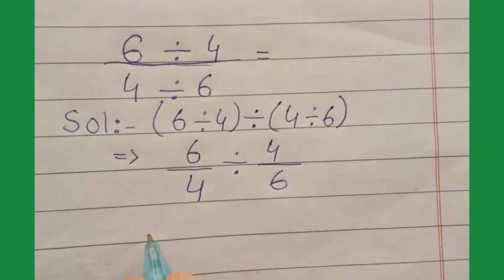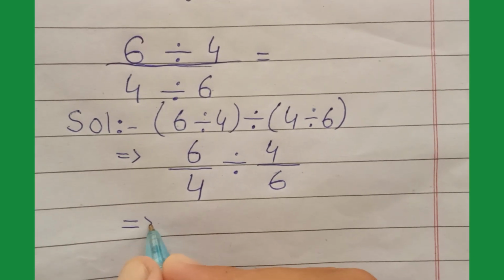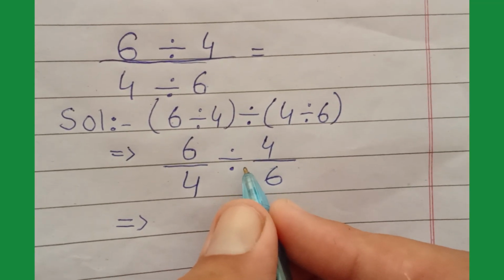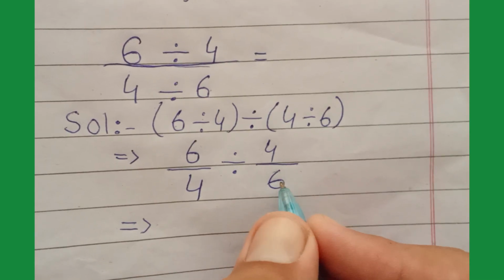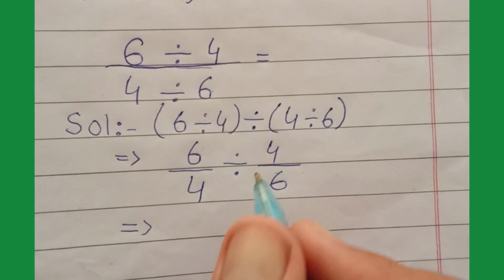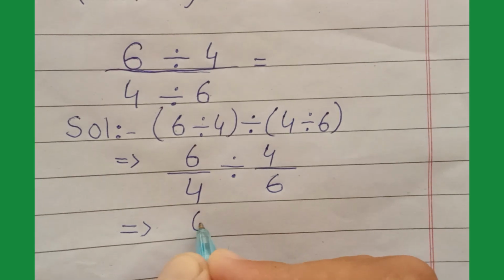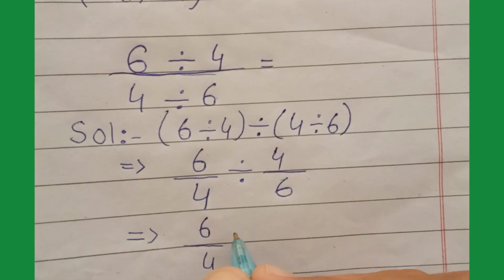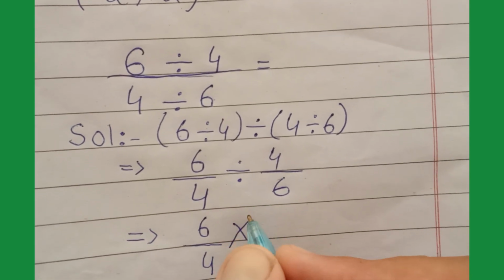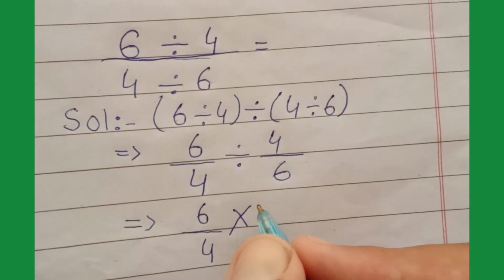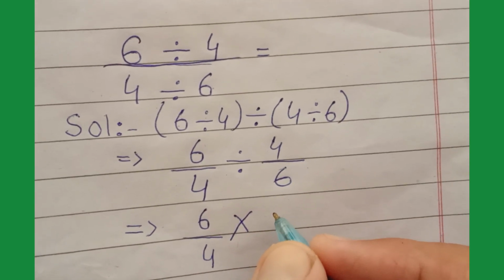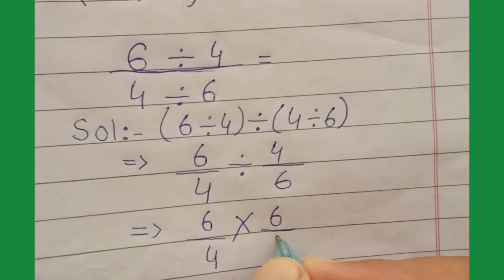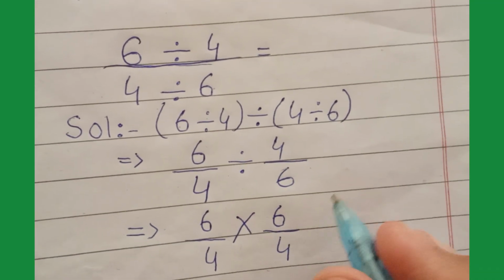Now in the next step we can solve it when division changes to multiplication. We can change numerator to denominator and denominator to numerator. So here I can write it as 6 divided by 4. The division sign we can change to multiplication. When we change division to multiplication, we change numerator to denominator and denominator to numerator. So I can write here 6 divided by 4. I hope you all understand from here.